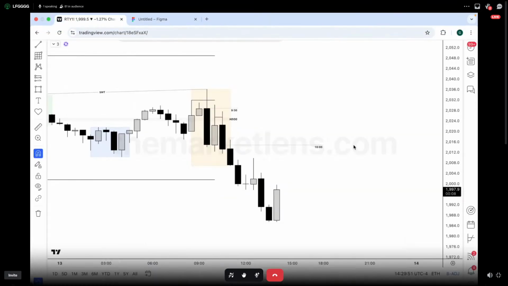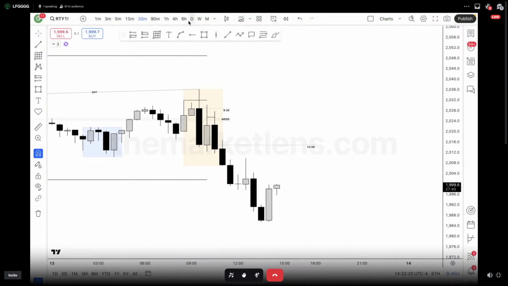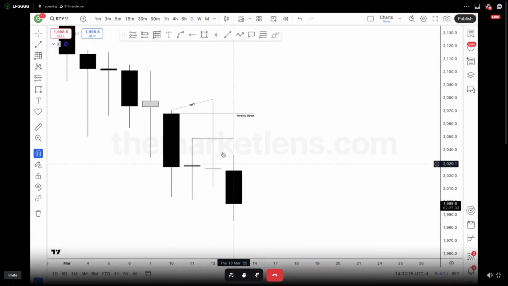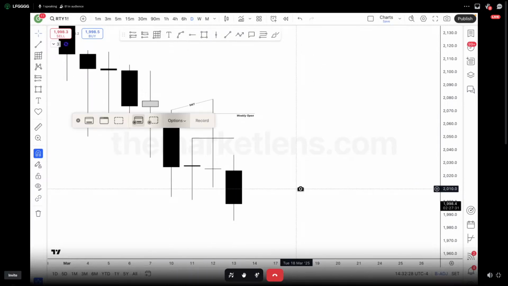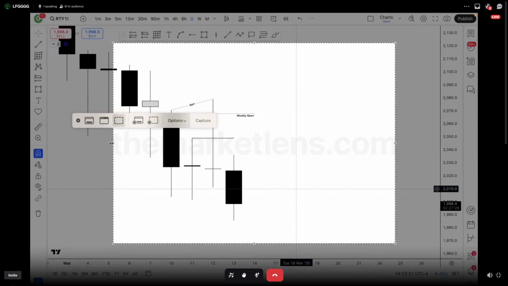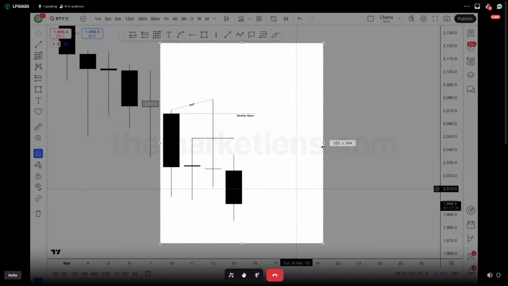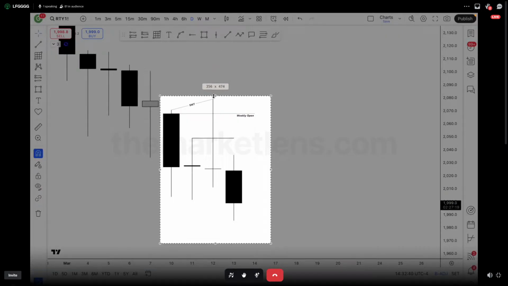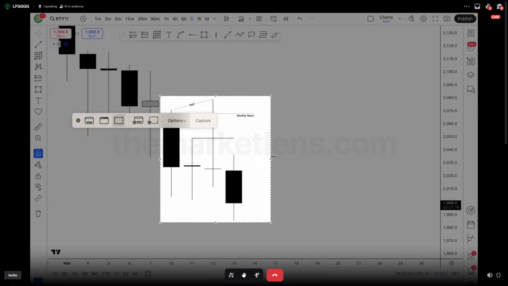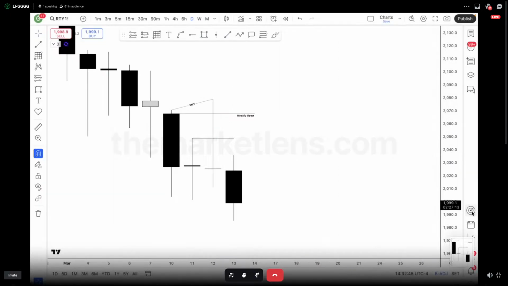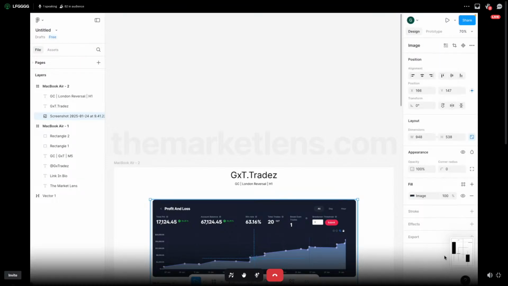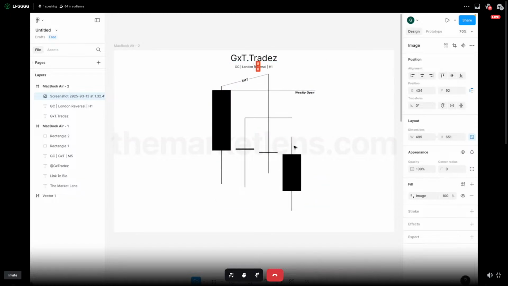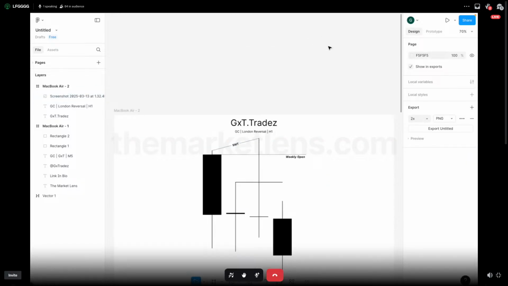So if I want to frame the daily chart, I just want to show current price action. If you look at my trade today, I'm just taking a picture of this. Hold on, my cursor is in the way. Right, so take a picture of that. Drop it here. Center it. There you go.